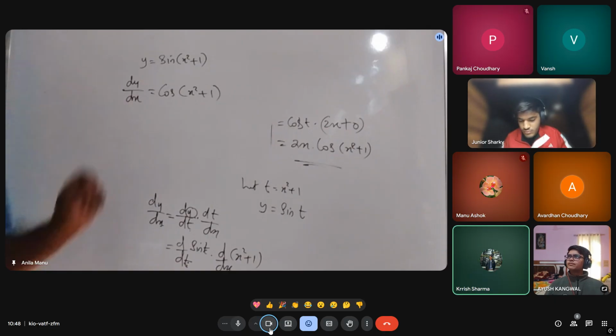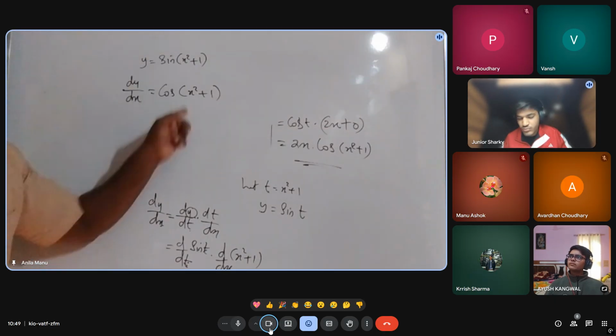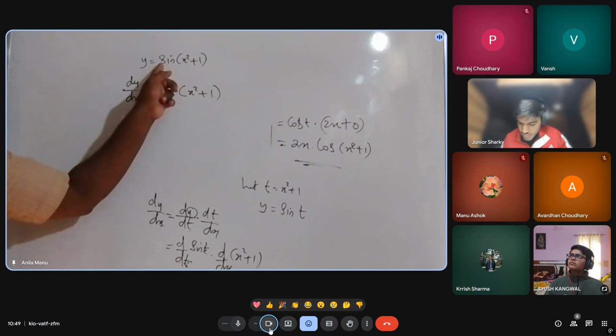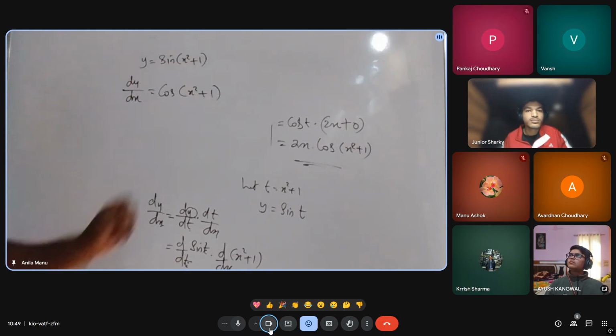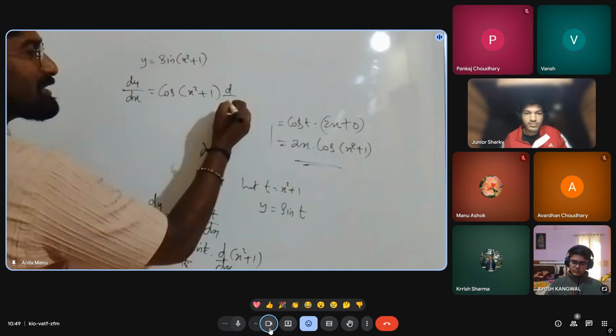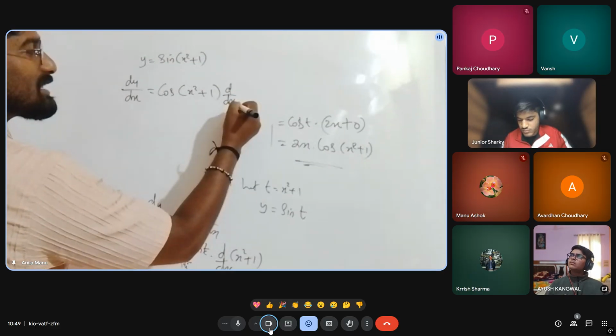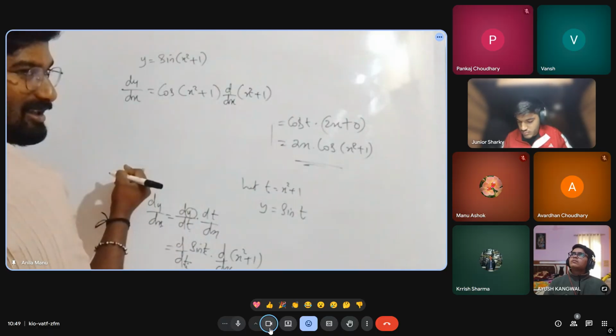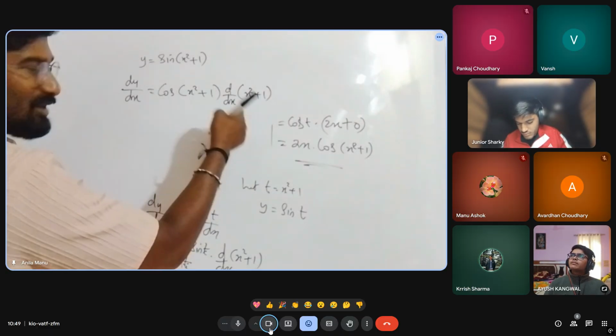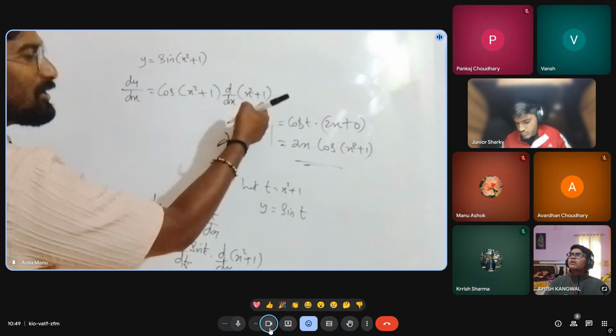But sir, what we didn't differentiate here: only one function, sine, we differentiated; x square plus 1 we did not differentiate. That's why what we didn't differentiate, that you can differentiate in the second step, d by dx of x square plus 1. Is it clear? Which one we did not differentiate, that we have to differentiate second.